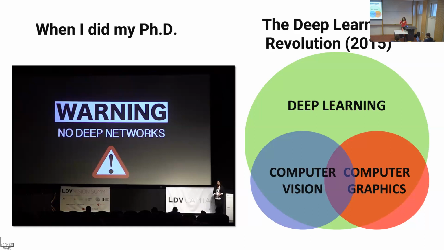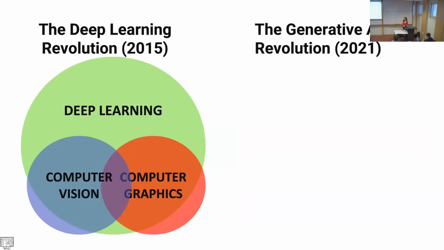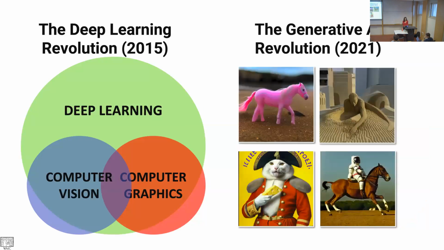And since this revolution has happened, we are really in the midst of another revolution, which is the generative AI revolution. And I'm sure you are all aware that we are now able to synthesize these amazing, mind-blowing images just using, for example, text. So we really reached some major breakthroughs in generative AI, in our ability to synthesize visual content.